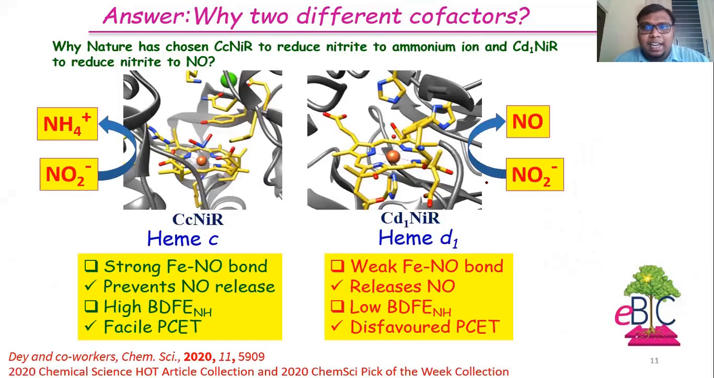So now we can answer the question. In the case of heme C, it contains a strong Fe-NO bond, and that's why it prevents NO release, while this is not the case with heme D1. It forms a very weak FeNO bond. And in the case of heme C, this bond dissociation free energy is pretty high. That's why it undergoes facile PCET, while in the case of heme D1, BDFE is low. That's why it cannot undergo this PCET process. And this is probably the reason that CcNiR and Cd1NiR react differently.